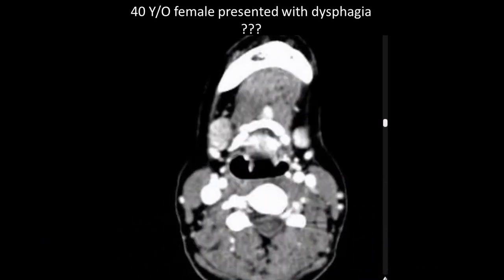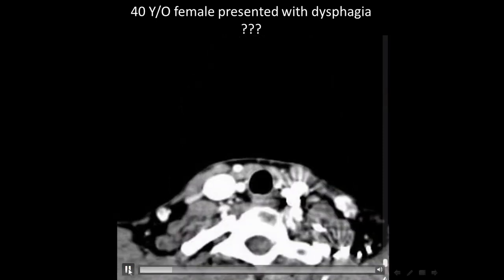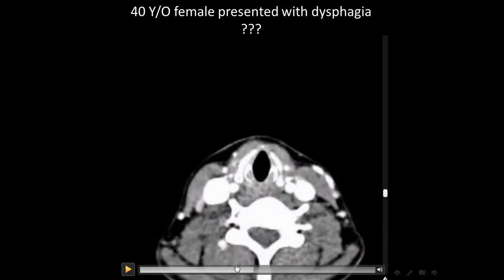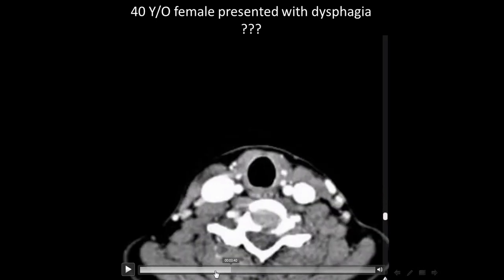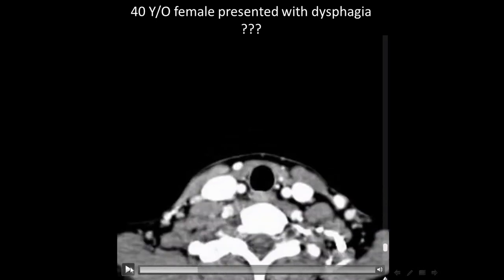This is contrast enhanced CT. It's on the base of the tongue. Did we find any thyroid tissue? No thyroid tissue, right? It's supposed to be higher up. This is the trachea, right? Yes. This is the trachea here.